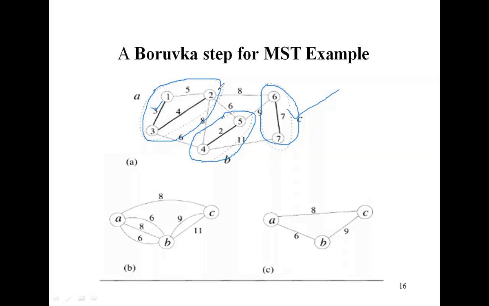The component with nodes 1, 2, and 3 is replaced with the single node A. The other components are replaced with nodes B and C. See here, 4 and 5 together, there is one edge. This component you can take as B. This component you can take as C. Like this, by selecting the sample edges we have divided the entire graph into three components A, B, and C.